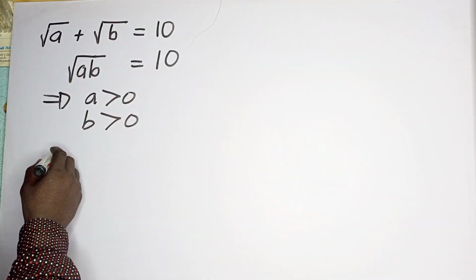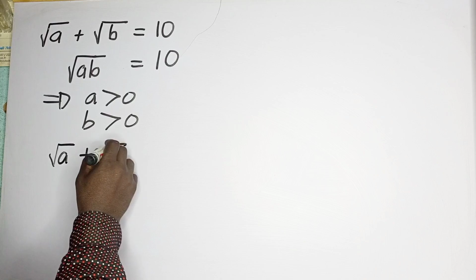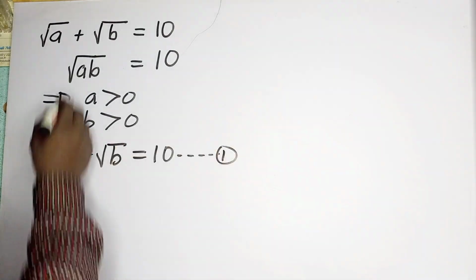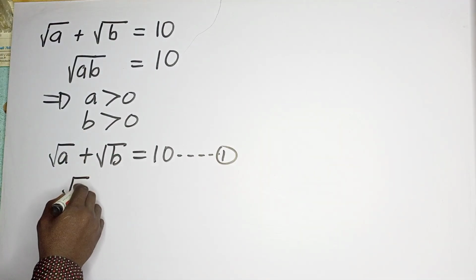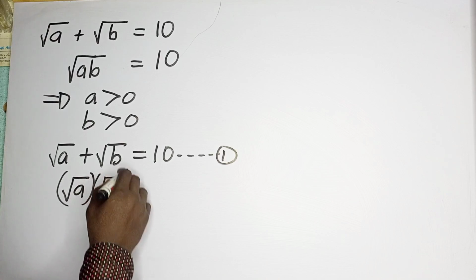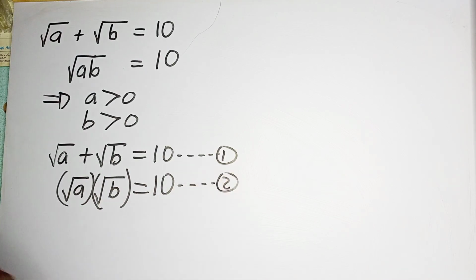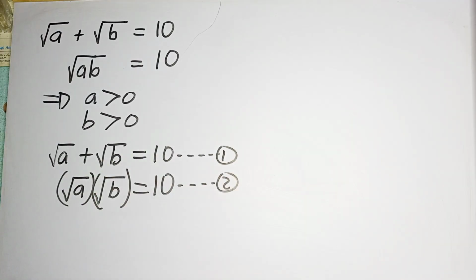If we call this one equation 1, this other one, square root of AB, can be written as square root of A multiplied by square root of B, so that we can actually see the product. We can call this equation 2. So we can see that equation 1 is actually the sum and equation 2 is the product.